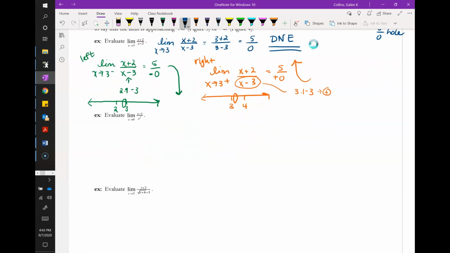All right, so evaluate the limit of x minus 1 over x squared as x approaches 0. All right, so we always start these the exact same way. We want to plug it in. We get 0 minus 1 over 0 squared, which is negative 1 over 0. So I'm not going to change that negative 1. I'm not going to mess with the numerator at all.